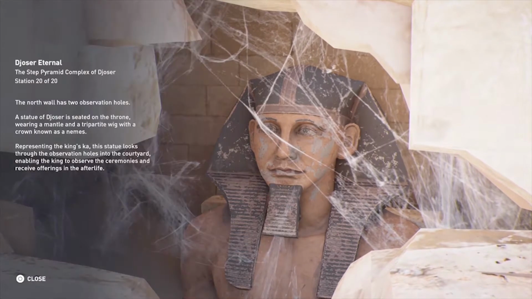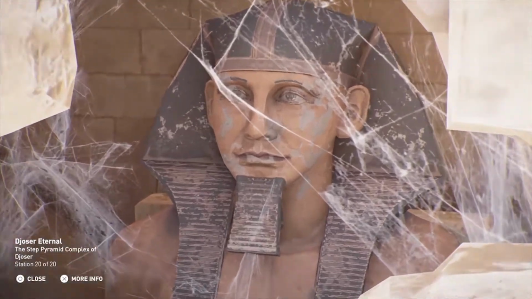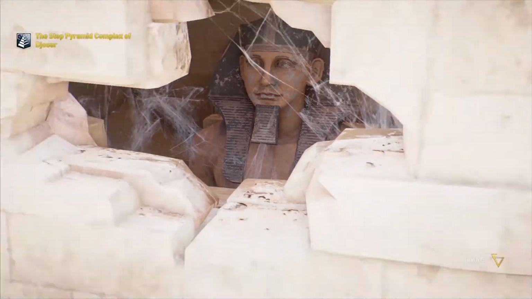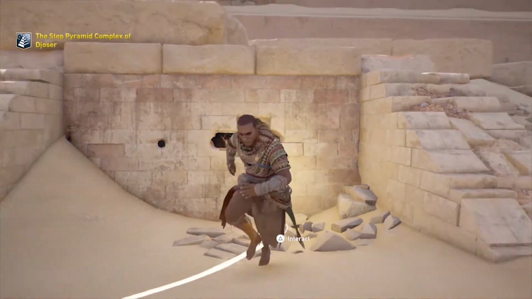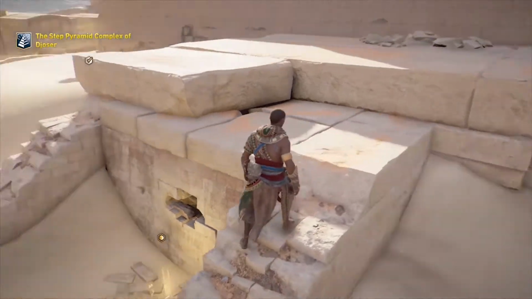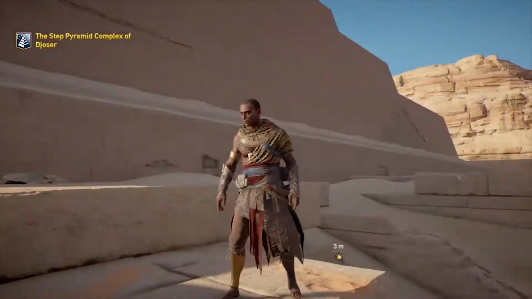A statue of Djoser is seated on the throne, wearing a mantle and a tripartite wig with a crown known as a Nemes. Representing the king's Ka, this statue looks through the observation holes into the courtyard, enabling the king to observe the ceremonies and receive offerings in the afterlife.